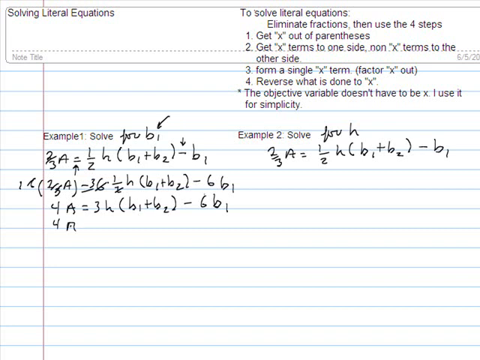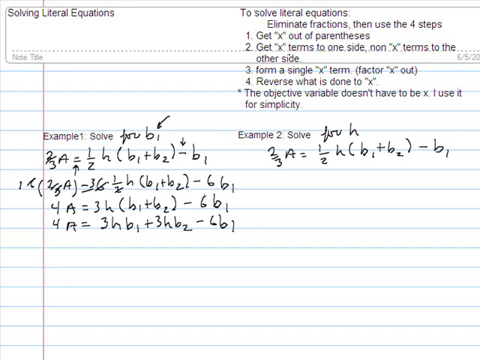So I'll write 4a equals, and then to get b1 out, I'll distribute the 3h b1 plus 3h b2, and we didn't do anything to this term, so minus 6b1. And we've successfully gotten b1 out of the grouping symbol.